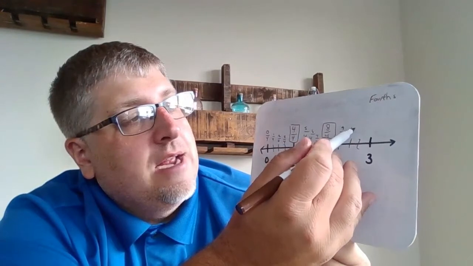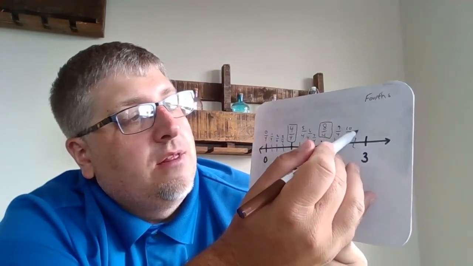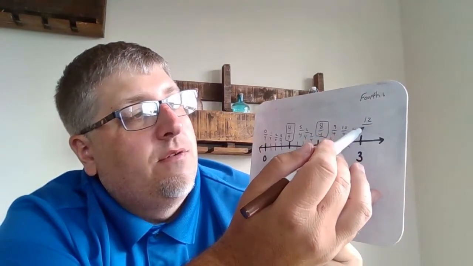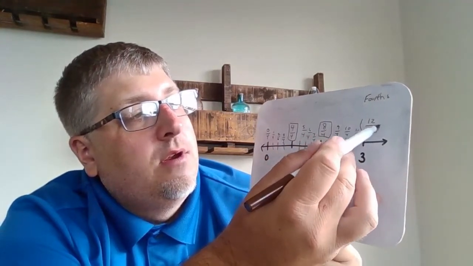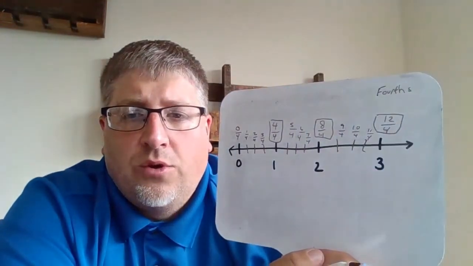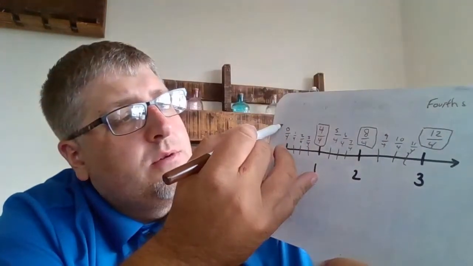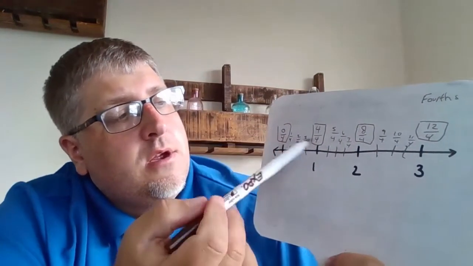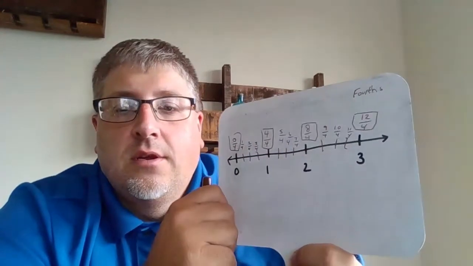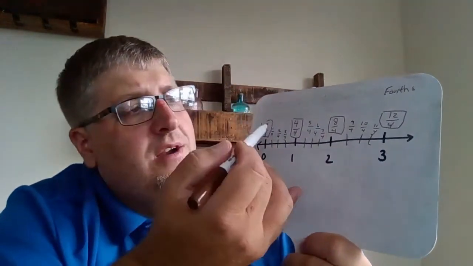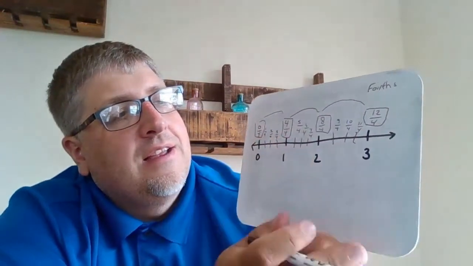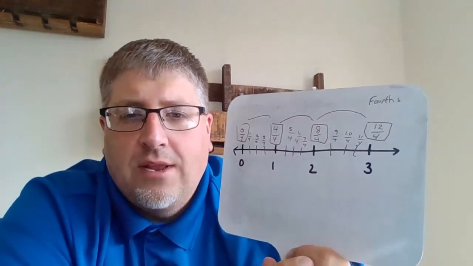9/4, 10/4, 11/4, and then we get back here. We got 12/4. Okay? So those are your whole number fractions right there. I should probably do 0/4 as well. So 0/4, 4/4, 8/4, 12/4. You can kind of see a pattern going here. If you look here, you can see how the intervals are going up by 4 right there.